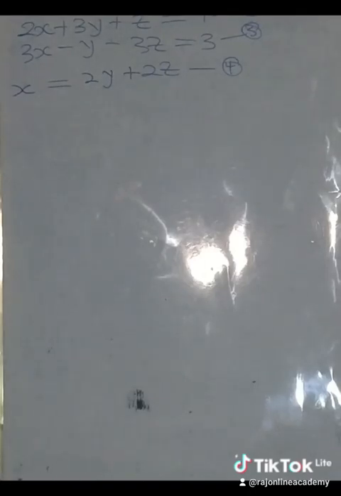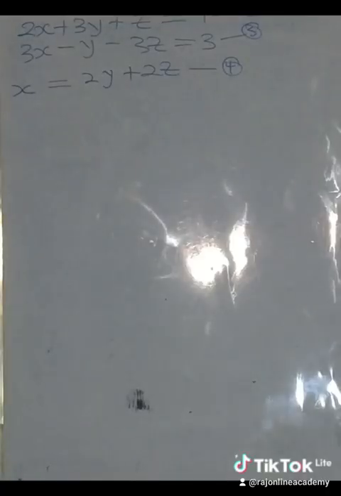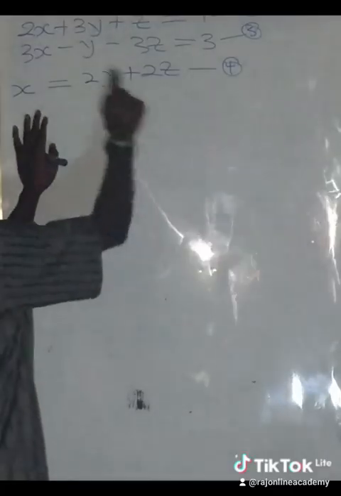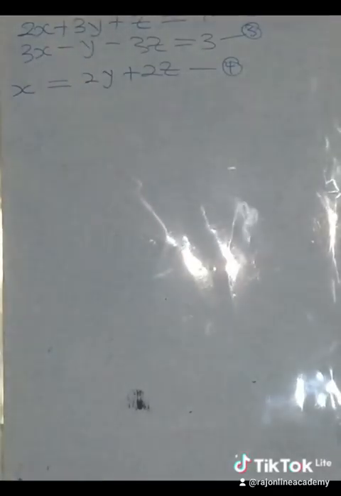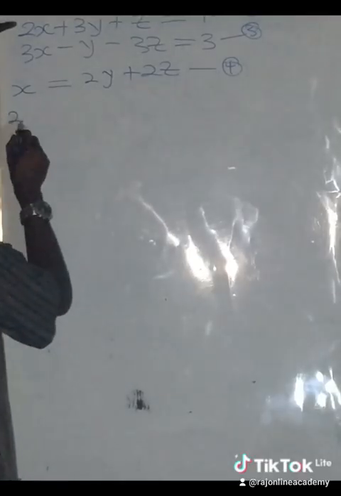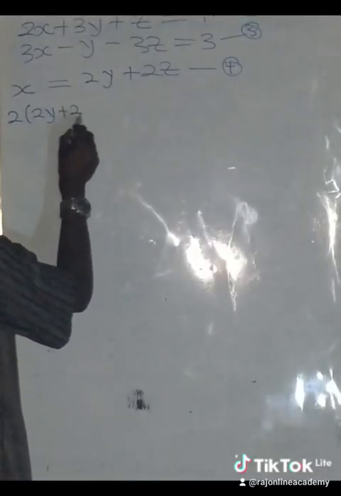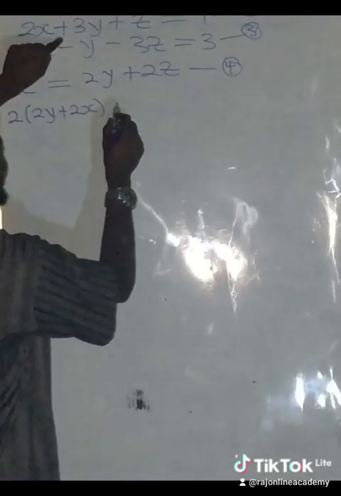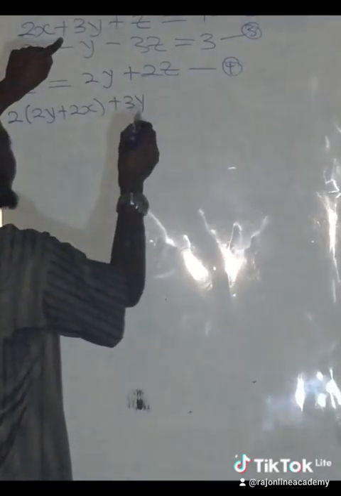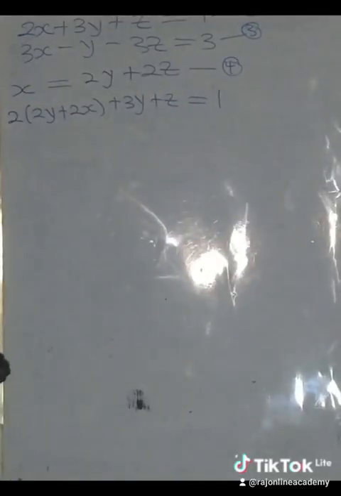Good. Now, looking at equation 2, what do you have for equation 2? You have 2x. So when we have the value of x, I will come down and substitute the value of x into equation 2. Simple and straightforward, right? I am using the substitution method. So we have 2x, but the value of x is 2y plus 2z, plus 3y plus z equals 1. Are we alright? Yes, sir.